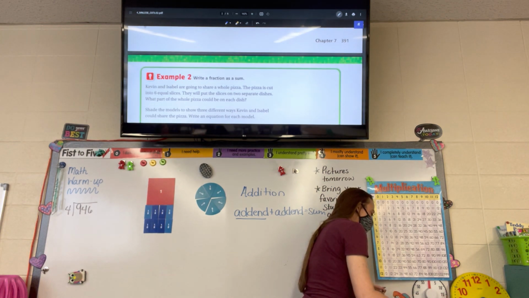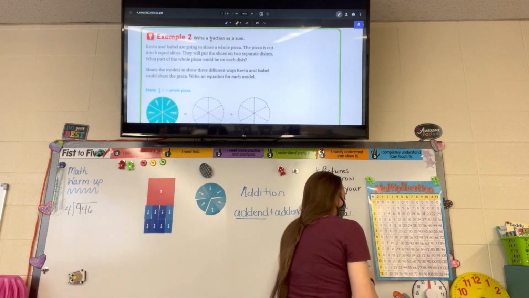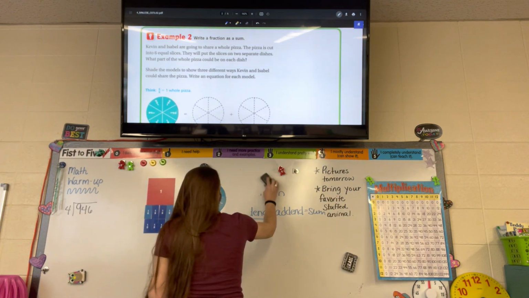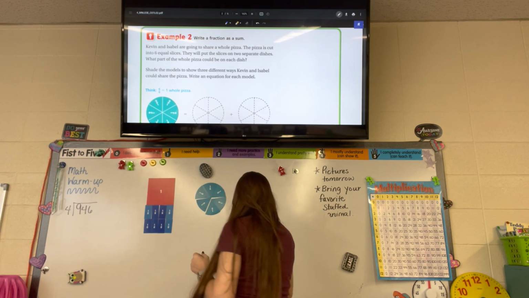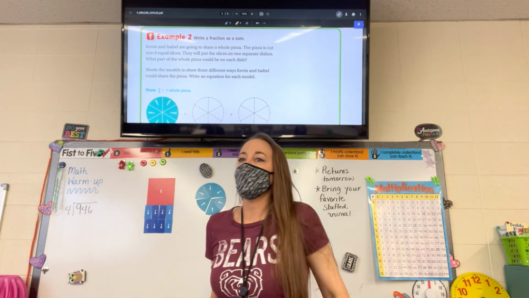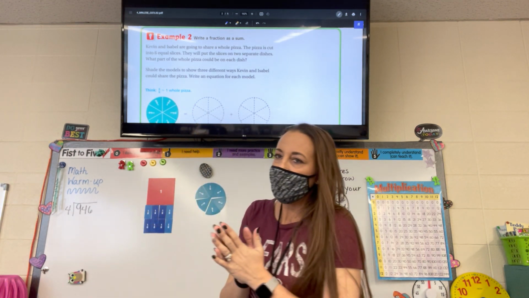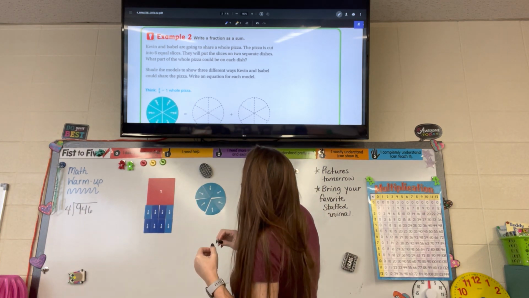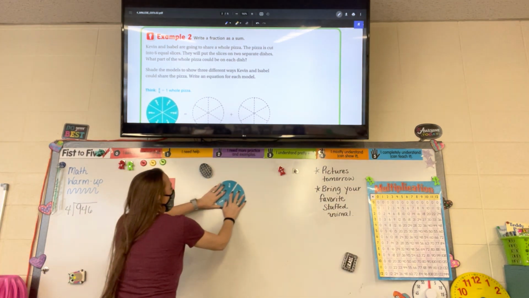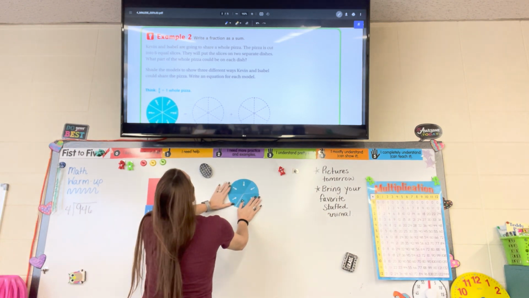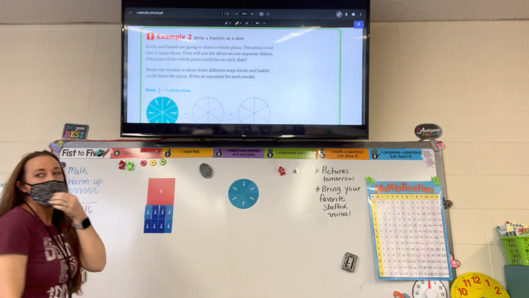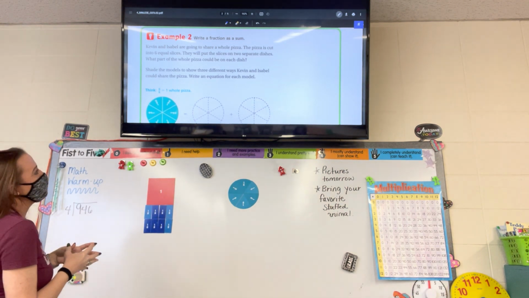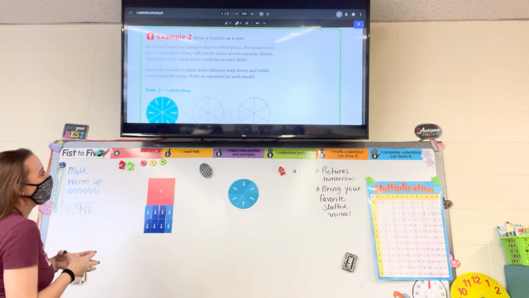All right, here's where we get to the fun time. Write a fraction as a sum. We're going to go through these examples, and then I'm going to break it down a little bit. It says Kevin and Isabel are going to share a whole pizza. The pizza is cut into 6 equal slices. They will put the slices on 2 separate dishes. What part of the whole pizza could be on each dish?